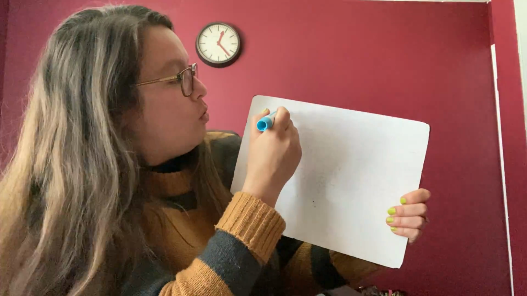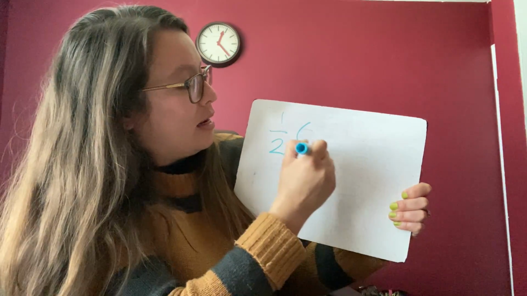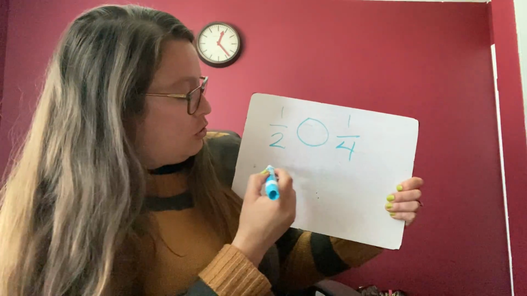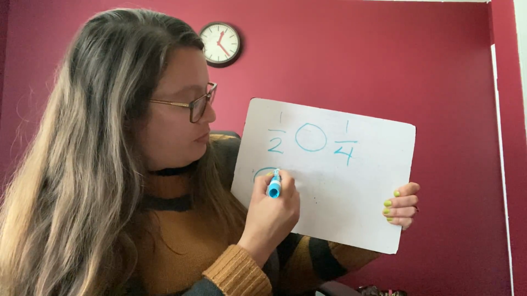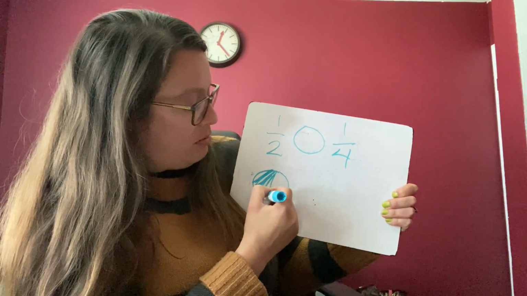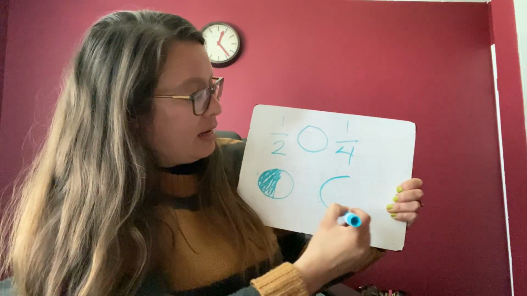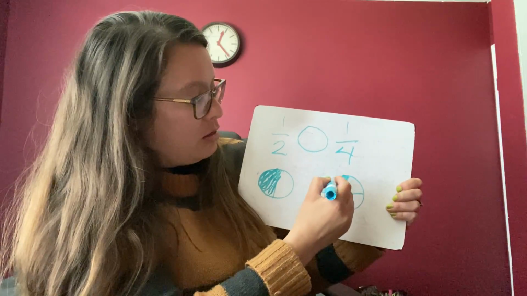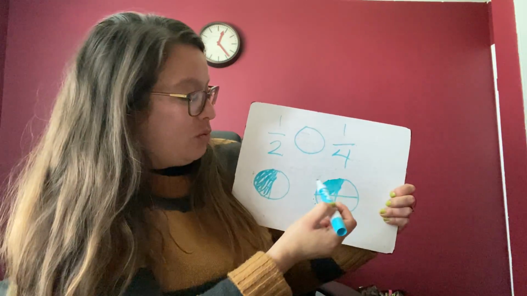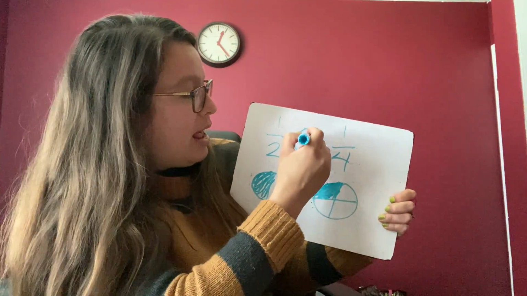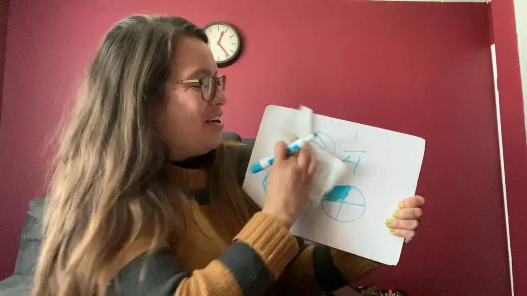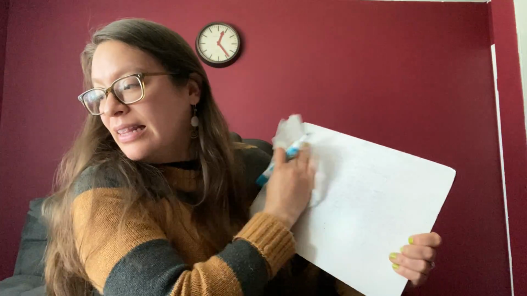Excellent. All right. Letter B, 1/2 compared to 1/4. Okay. So if I did a circle, 1/2, here we go. 1/2 compared to 1/4, this is much bigger, right? So 1/2 is greater than 1/4. Okay. All right. And the last one.